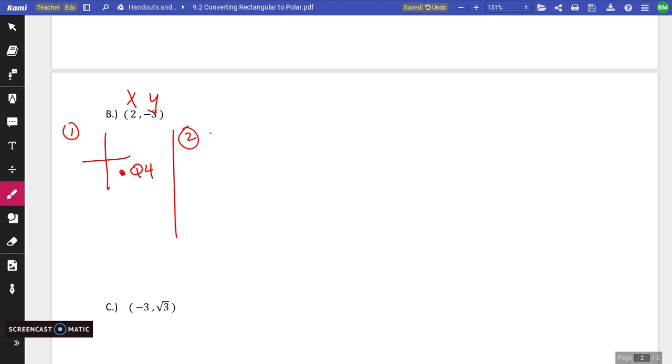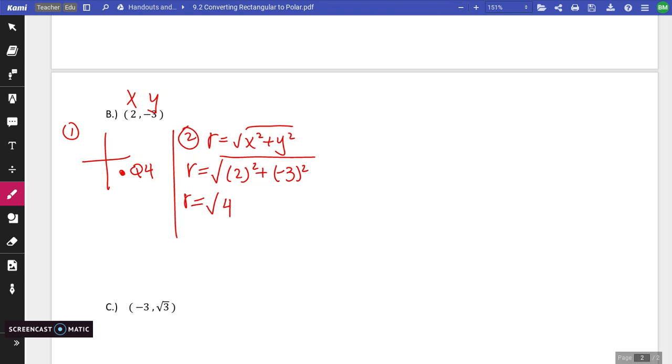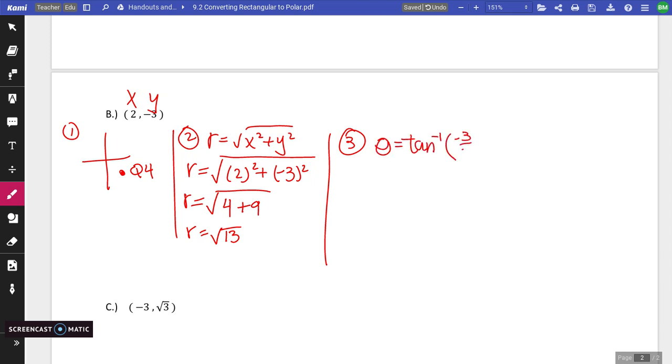Then I'm going to solve for r, the square root of x squared plus y squared. So r equals the square root of 2 squared plus negative 3 squared. Square root of 4. Negative 3 squared becomes a positive 9, so be careful there. So therefore r equals root 13. And step 3, I have theta equals tangent inverse of negative 3 over 2.